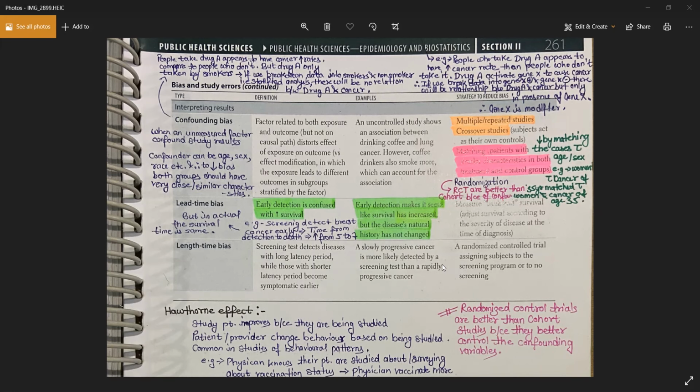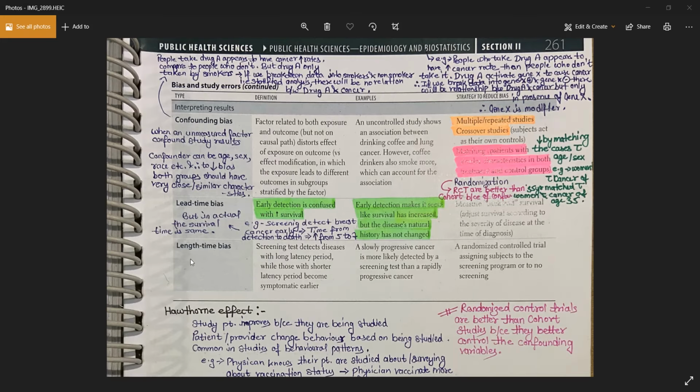Okay, so this is the length time bias. So what is the difference between the two, lead time bias and length time bias? Both are related. In case of lead time bias, you're actually kind of detecting the cancer or the disease process early. While in case of length time bias, you're only detecting those cases which are slowly progressive, not the early ones, but only those cases which are slowly progressive.